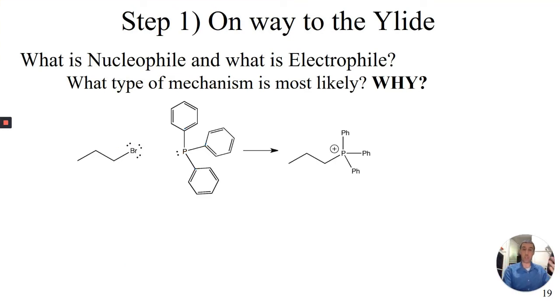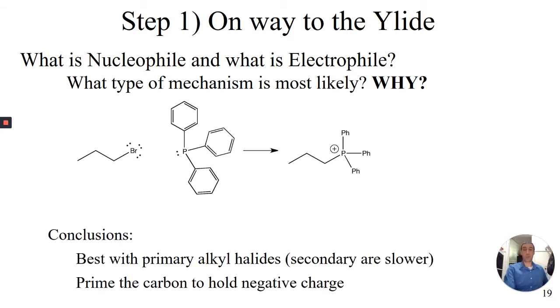So we have now predicted, based off the structural pieces, what could have happened here, and it does actually work for us. Okay, so some big conclusions that come out of this: because this is an SN2 mechanism, we expect primary alkyl halides to work the best. So if we're going to run a Wittig reaction, we really want to see the primary halide in our reaction. Secondary work, but they are significantly slower.